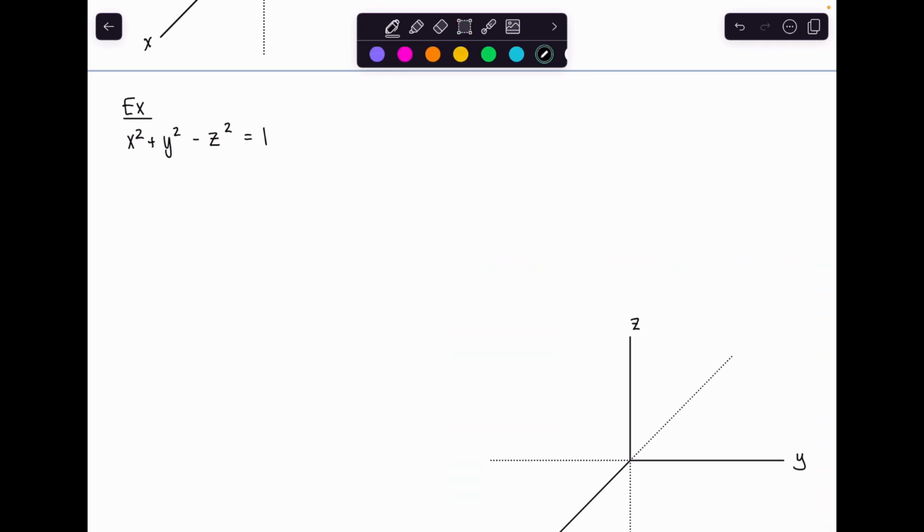So let's find our traces. Let's do the xy trace, yz, and then the xz. You don't have to write trace either. You can just write xy, yz, xz. Perfectly fine by me. So starting with the xy trace, when we set z equal to 0, this is nice. We get x squared plus y squared equals 1. So this is a circle of radius 1.